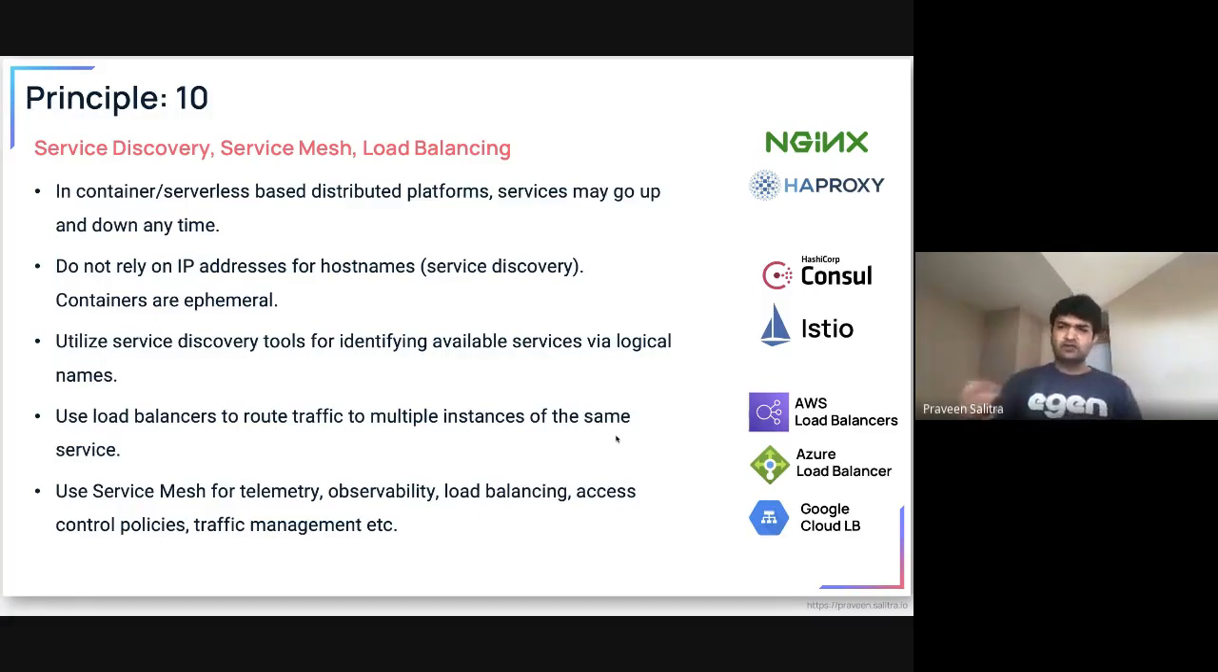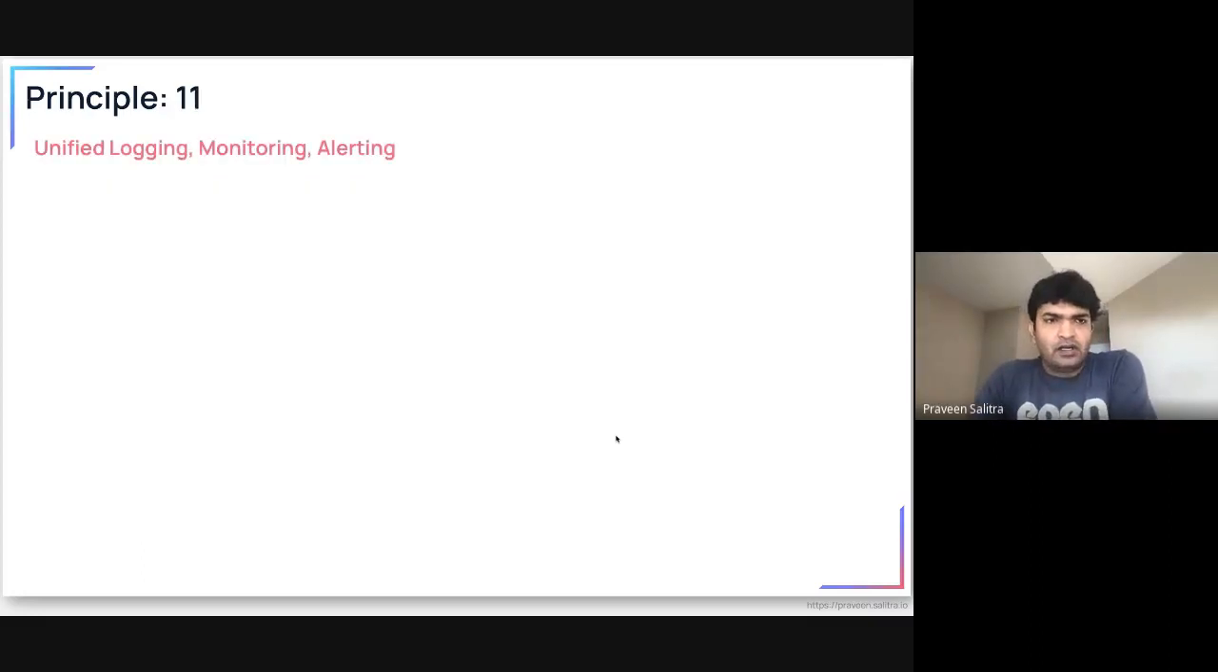A lot of this tooling is available. We use almost all of them, depending on different projects. Nginx is an open source load balancer, which does many other things apart from load balancing. HAProxy is similar. Consul and Istio are mostly for service discovery and service mesh. And if you just want to stay with your cloud provider's load balancers, you have options from all three cloud providers as well.